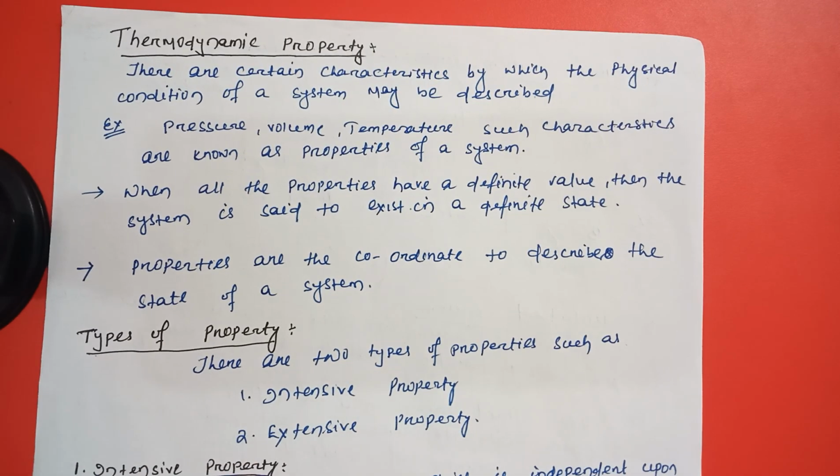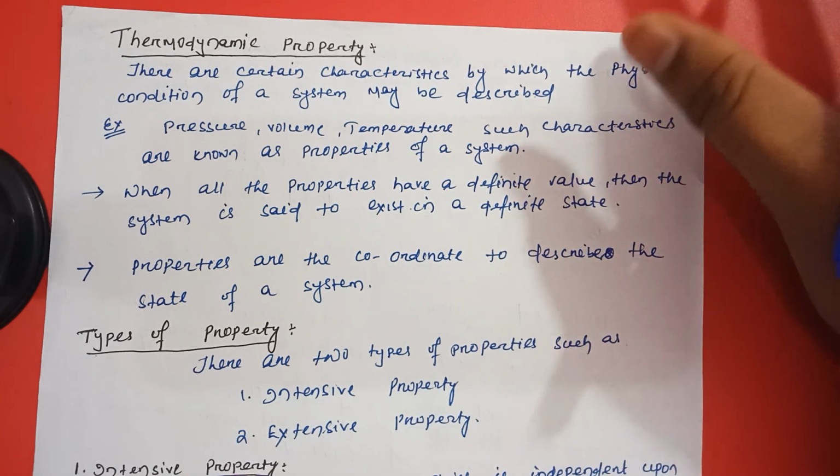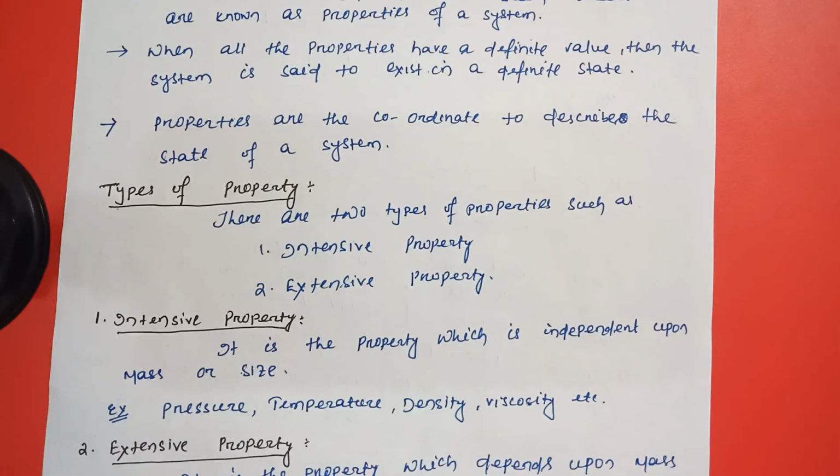When all properties have a definite value, then the system is said to exist in a definite state. Properties are the coordinates to describe the state of a system. Basically, two types of properties are there. The first one is intensive property, and the second is extensive property.